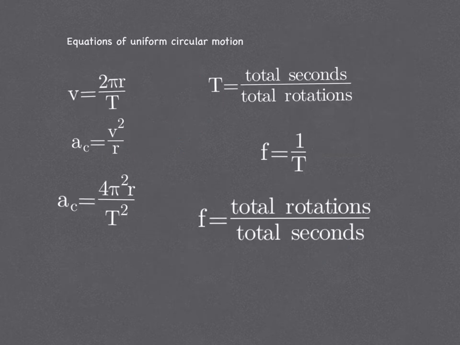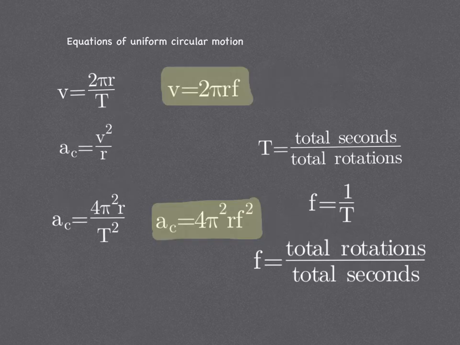So here are all the equations for uniform circular motion. Really what you're going to be tested on is using the period or the frequency information that they give you appropriately. One other thing you could do is substitute in the frequency for the period, 1 over the frequency for the period, and that will change up the equations a little bit, and they will look like this.